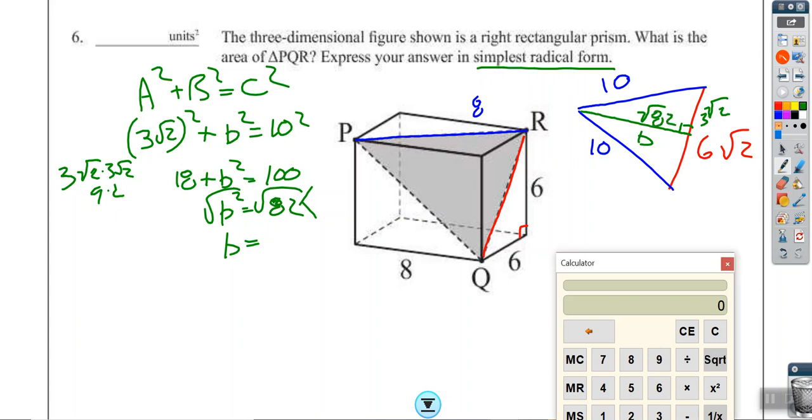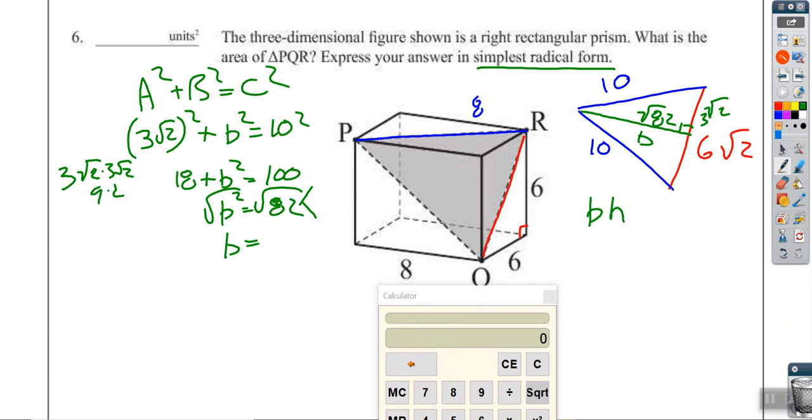Now to find the area of a triangle, it is base times height divided by 2. My base in this case is 6 root 2. My height is 8 root. Sorry, my bad. It is the square root of 82. All right, so we still have our 6, and we have to divide by 2. 6 divided by 2 is 3. So we have our 3. 2 times 82, well, that's going to get me the square root of 164.